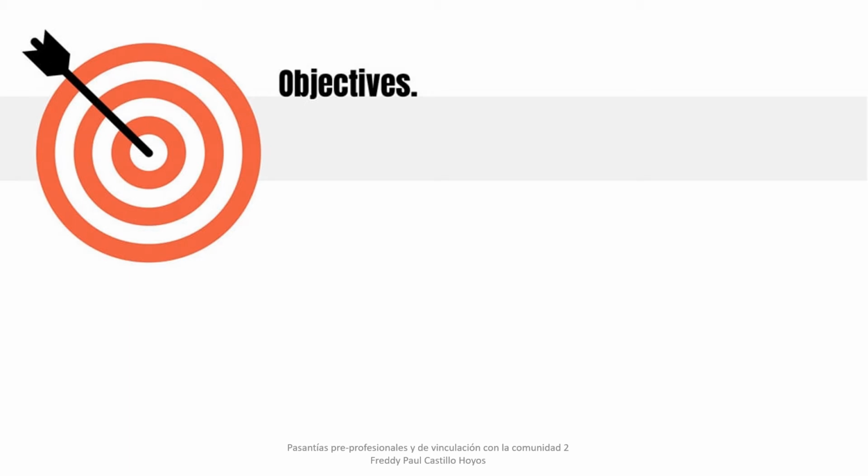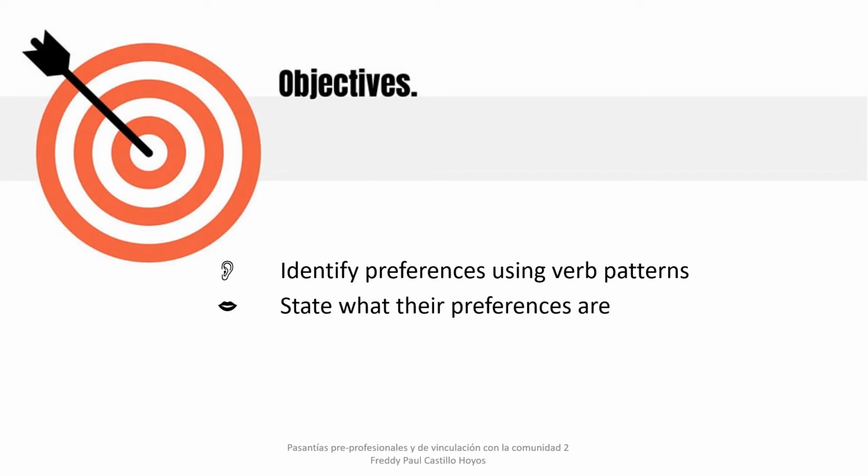Let's start with the objectives for the lesson. First, the students will be able to identify preferences using different verb patterns, such as verb plus to plus verb plus ing. They will also see the modal can and preposition plus adjective plus ing. The students will be able to state what their preferences are using different verb patterns.